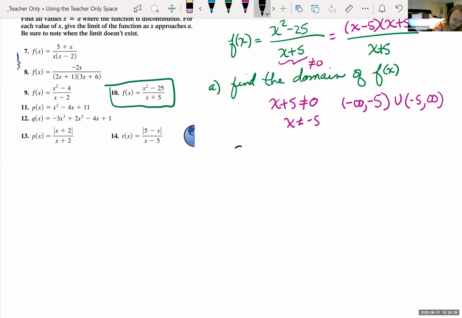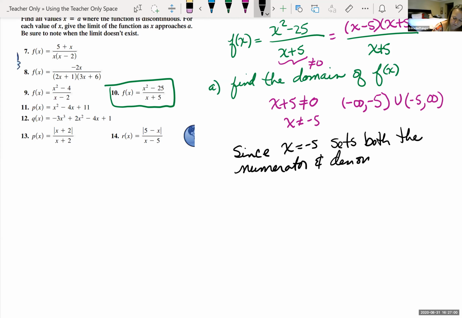So since x equals negative 5 sets both the numerator and denominator equal to 0, then there is an open hole on the graph.